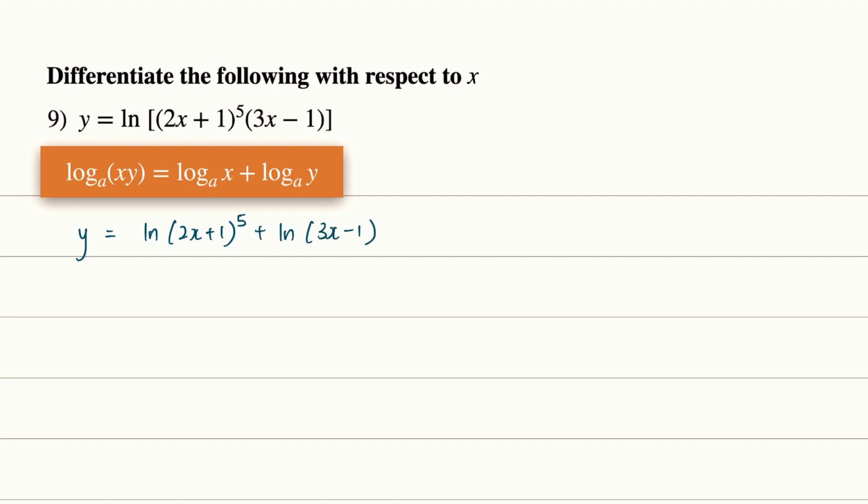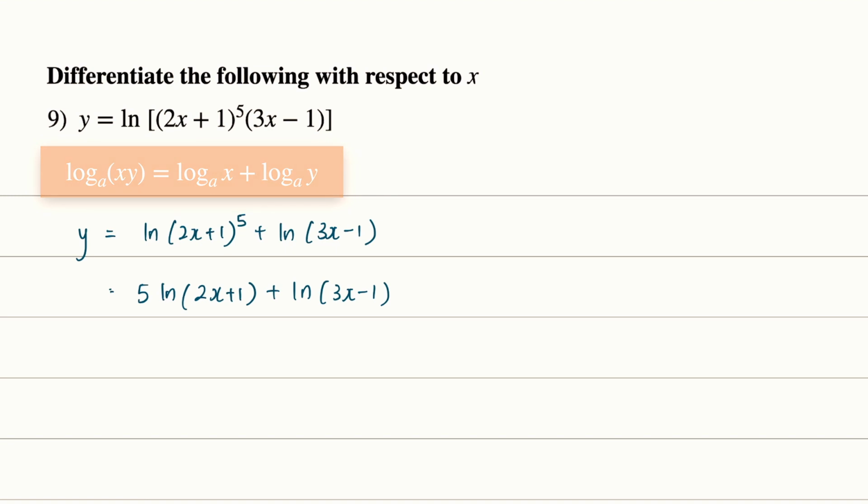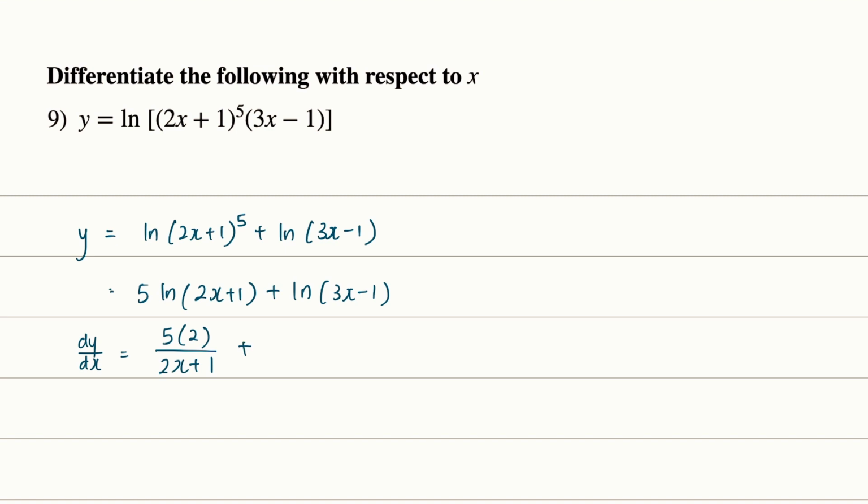Remember, in the earlier example, we can bring down 5. So let's put 5 in front, and then we will have 5 ln(2x plus 1) plus ln(3x minus 1). We can then differentiate this with respect to x really easily by writing dy over dx, put the 5 at the numerator, differentiate 2x plus 1, which gives us 2, and divide it by the original expression, which is 2x plus 1. For the next term, we are going to differentiate 3x minus 1 first, so we will then have 3 over 3x minus 1.